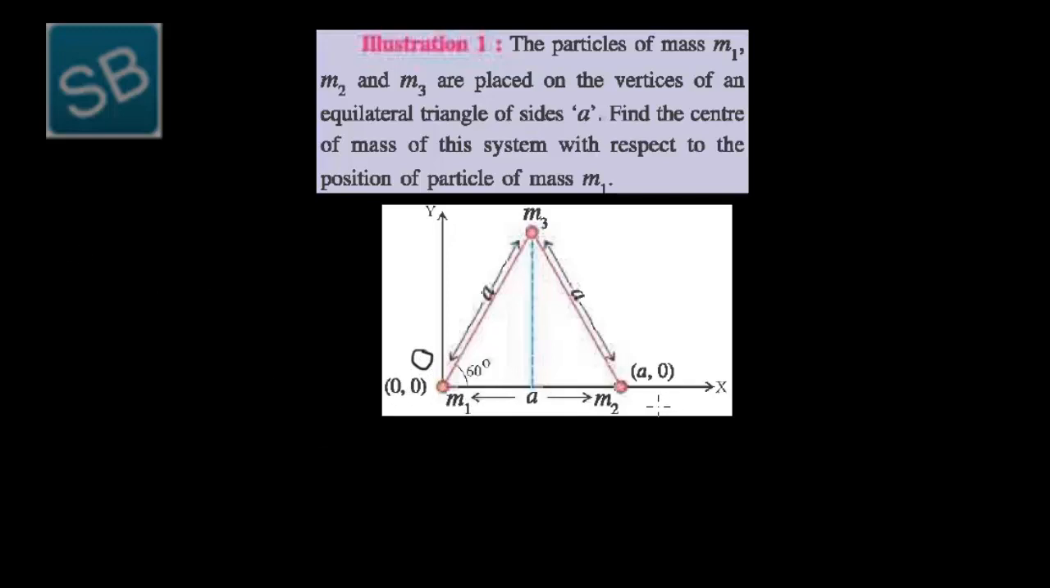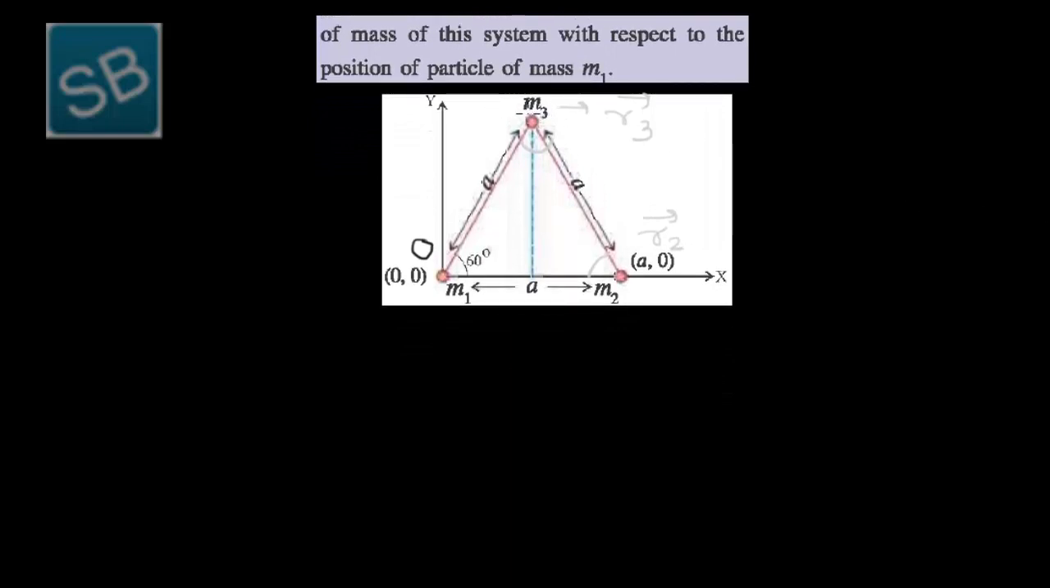Also the particle of mass m2 is at the position (a, 0). So this is my R2, and this is my R3. All these quantities are known to me, and as the triangle is equilateral, all angles are the same, 60, 60 and 60 degrees, and their total sum will be 180 degrees. Now, first of all, my target is to find the coordinates of the particle with mass m3, because this is the particle whose coordinates are not known to me.